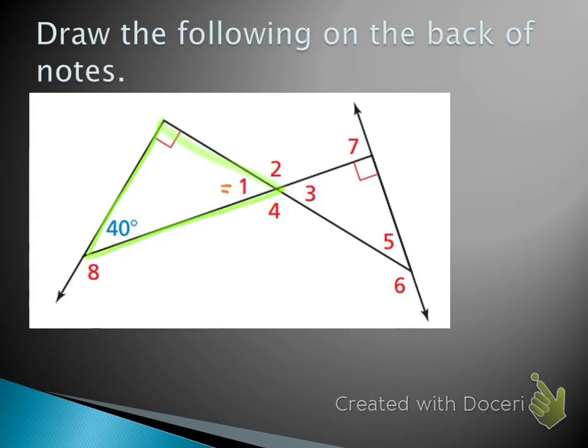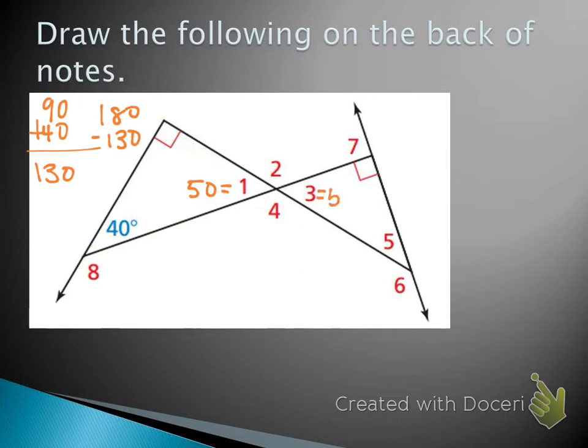90 plus 40, minus 1. Yep. 90 plus 40 is 130. Subtract that from 180. Correct. So we got one of them. What else can we find knowing these angles? We can find angle 3, which is 50 because they're vertical. What else can we find? 2 and 4. We can find 2 and 4.